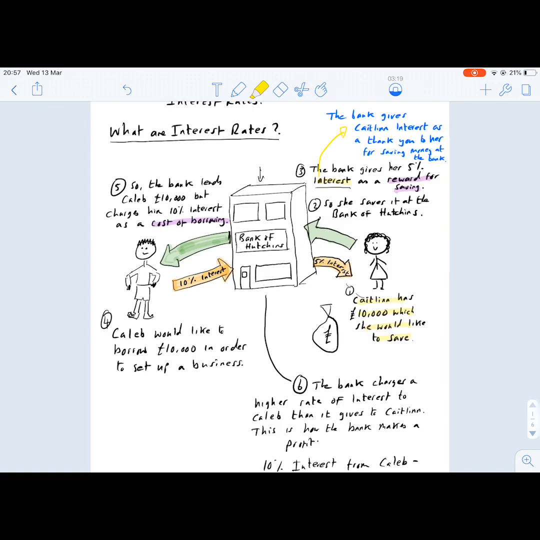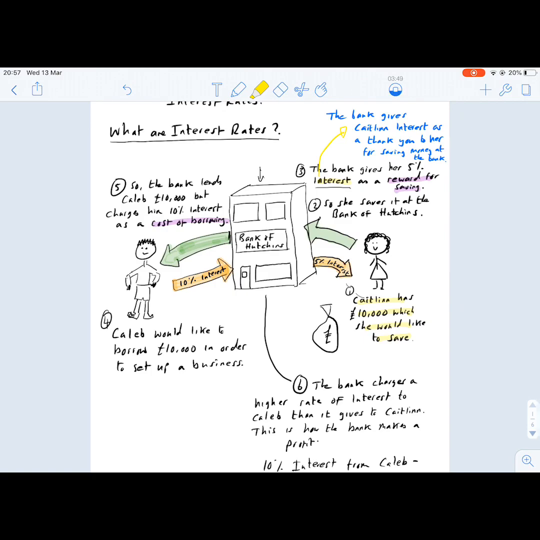Also, the bank will reward her for saving the money at the bank by giving her a 5% interest. The interest payment is kind of a thank you from the bank to Caitlin for saving money at the bank. Now, the reason why the bank wants people or requires people to save money with them is so they can have money which they can loan out to people that seek money.